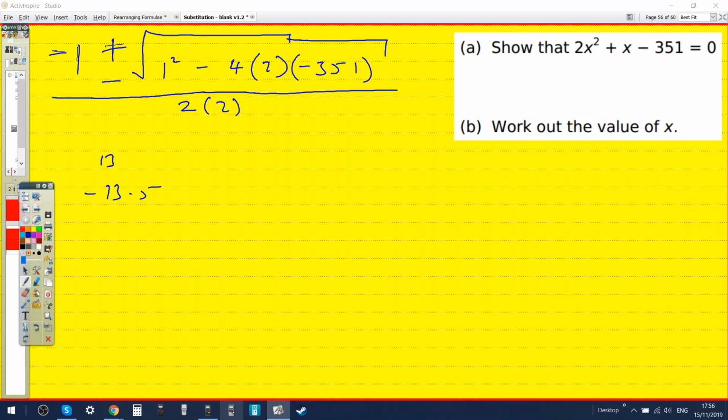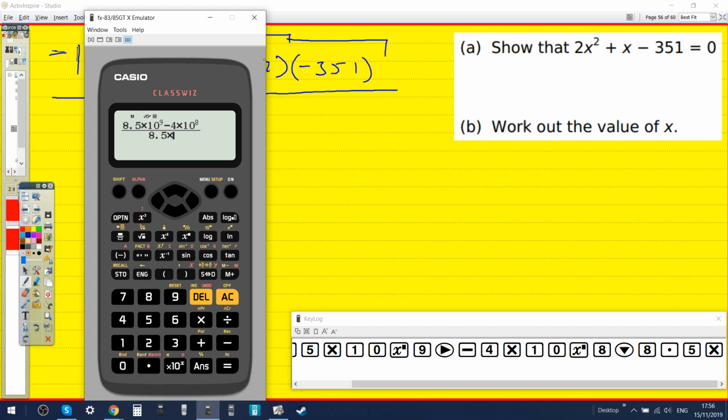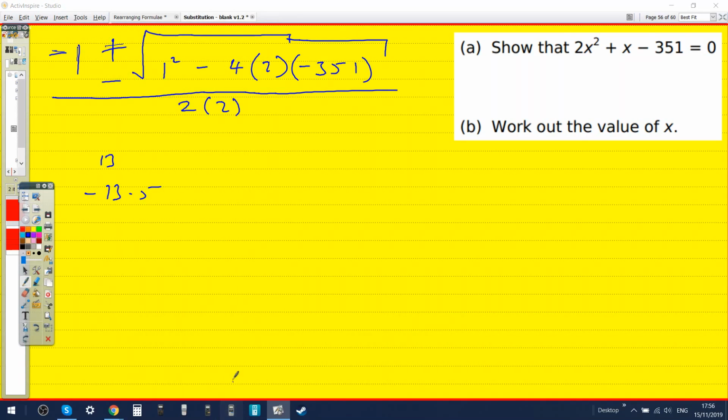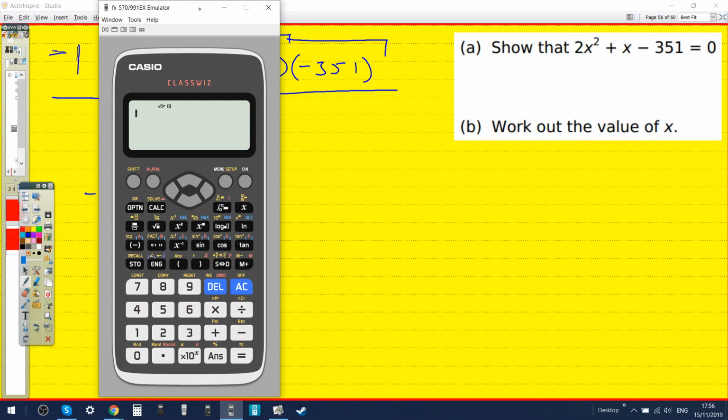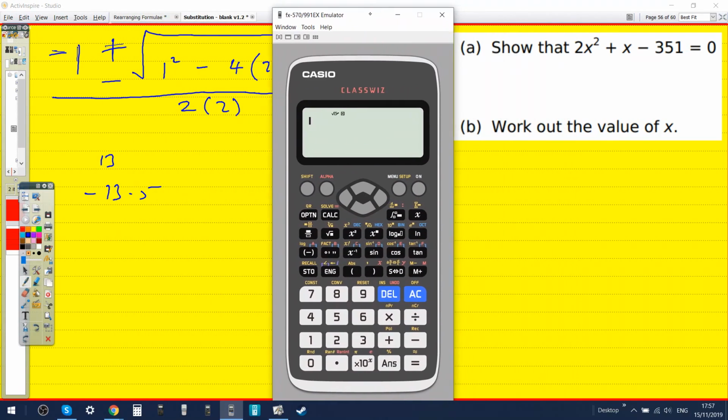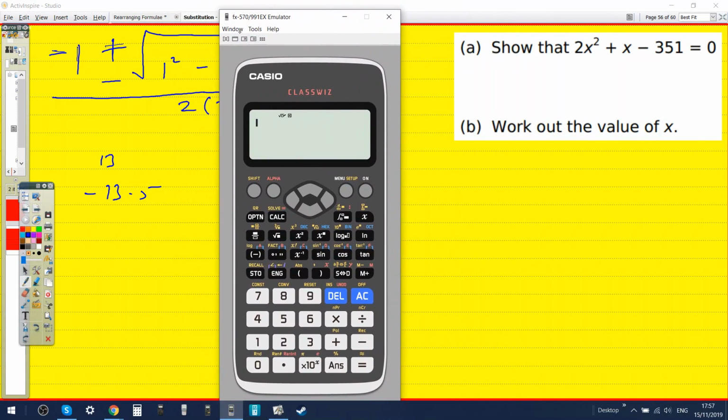Let me just check that. So what's the number at the top of your calculator? FX83 GT. Okay, so if you get this one, 991EX, you can just input the values. Function A, polynomial, degree 2 because it's squared. A is 2, B is 1, C is minus 351. So 13 and minus 13.5. Yeah.